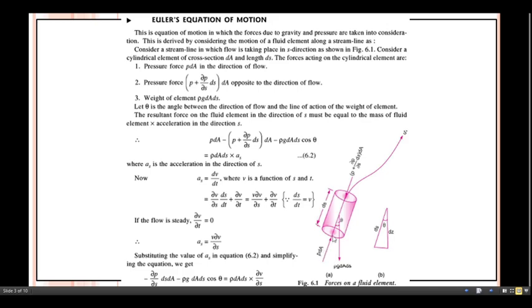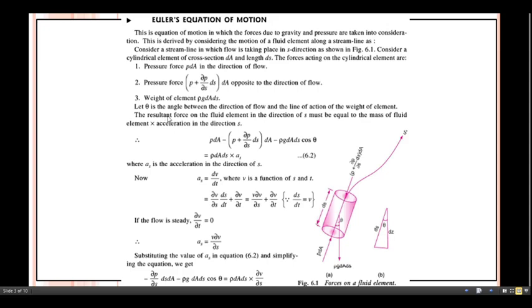Opposite to P dA, we get the component of the weight, rho g dA ds, which is the cos component: rho g dA ds cos theta. This is the component in the direction of theta. This component is in the opposite direction, that's why the negative sign is given here. The pressure force is also in the opposite direction of the flow, so the minus sign should be given for this also. This should be equal to rho dA ds multiplied by as.